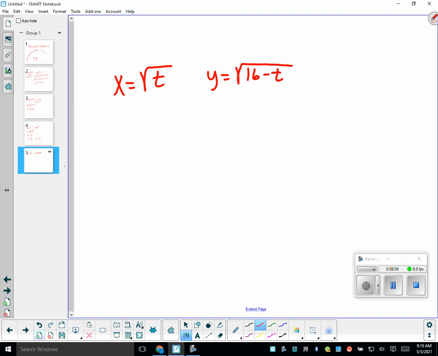There are several ways that I can do this problem. Anybody want to suggest one? Can we square the left one? Can I square the left one? Do you like that? Do you like that if I do that? Sure.